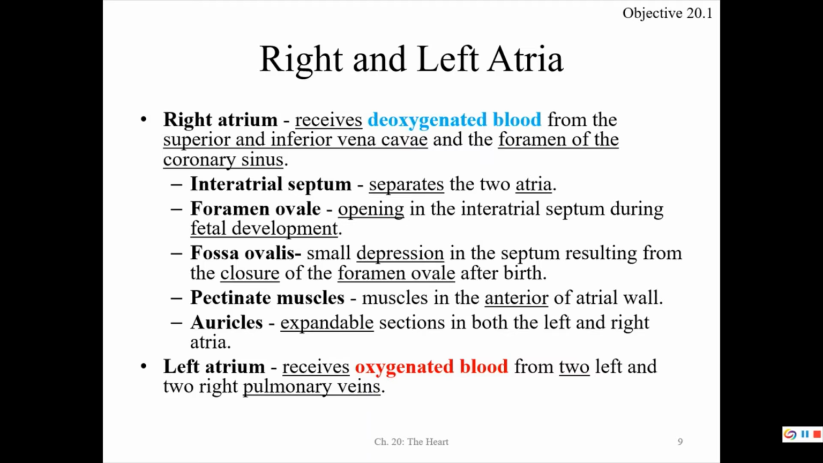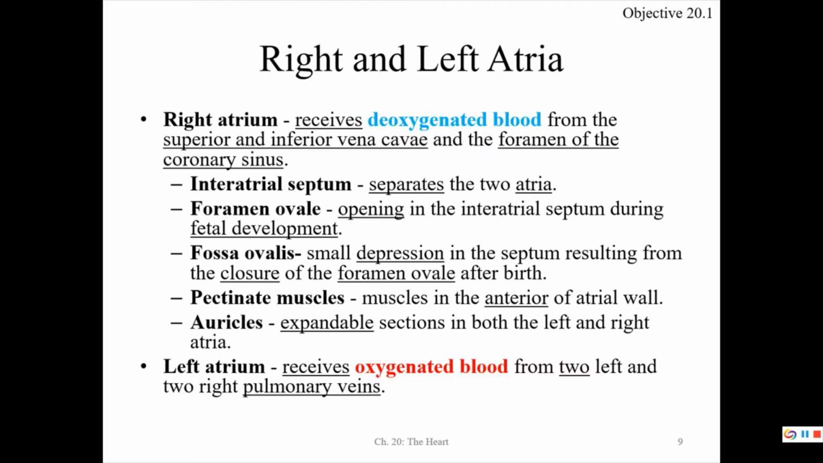Now, it does take about 6 weeks to 6 months, somewhere around there. I have to remember the exact date, so I'm going to put a range between 6 weeks and 6 months. That's a big range. But after you're born, it should close up. So by the time you're up and moving and mobile, that should be closed down and be a fossa ovalis. It's just a depression that's left after it closes.